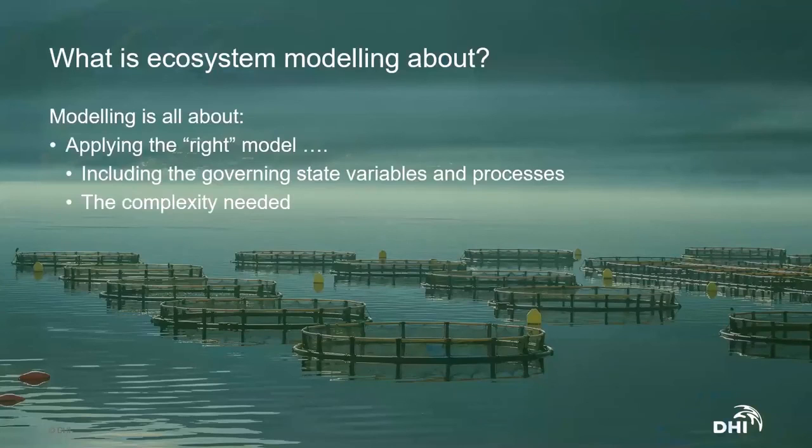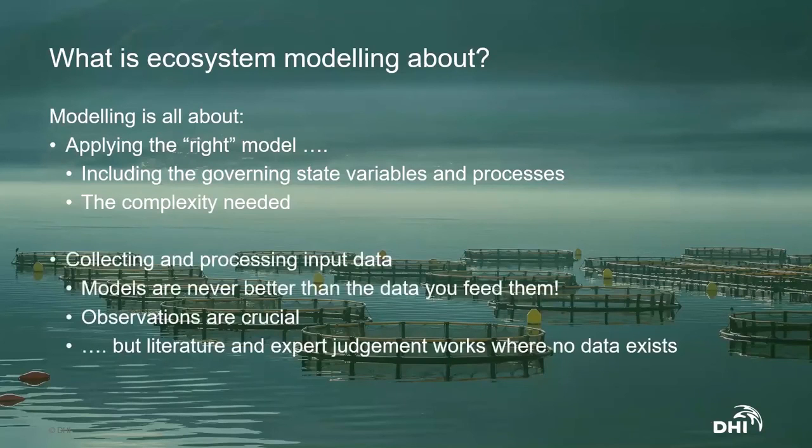So what is ecosystem modeling about? Well, basically, it's about applying the right model. It's including the governing state variables and processes and the complexity needed. And it's about collecting and processing input data. Models are never better than the data you feed them. Observations are crucial, but literature and expert judgment work where no data exists.